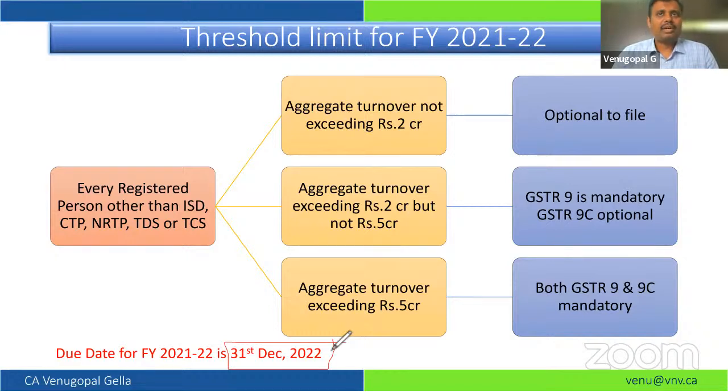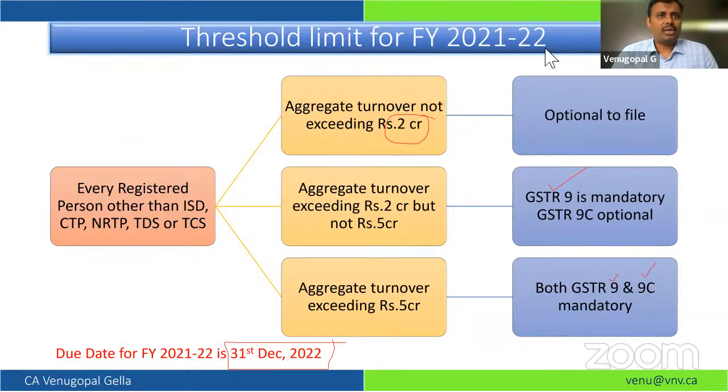What are the returns that I have to file? If your turnover is exceeding 2 crores, then you have to file your GSTR9. Up to 2 crores, it is optional. I'll not say you cannot file. If you want to file, you can file. Otherwise, you don't need to file. Above 2 crores GSTR9 is mandatory, 9C is optional. Above 5 crores, both GSTR9 and 9C have to be filed.